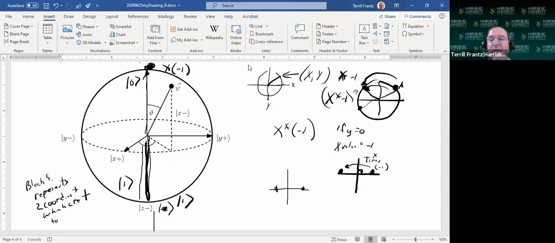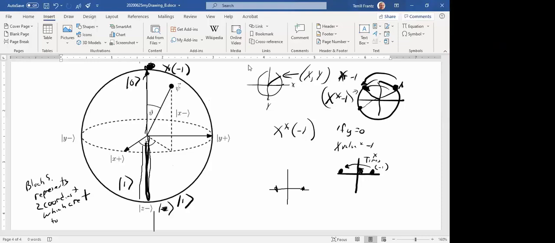Where are you? On this Bloch sphere or right here? On the right. Can you see?